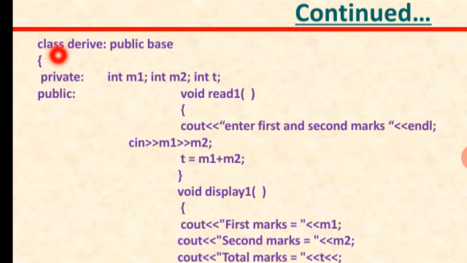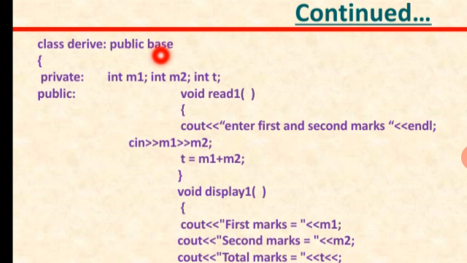You can see here it begins with the word class. Then derive. Derive means what? Derive is the name of the subclass. It means I am creating one new class. The name of the new class is derive. Then comes the visibility mode. It is public. Public means I am deriving the base class in a public access specifier mode.